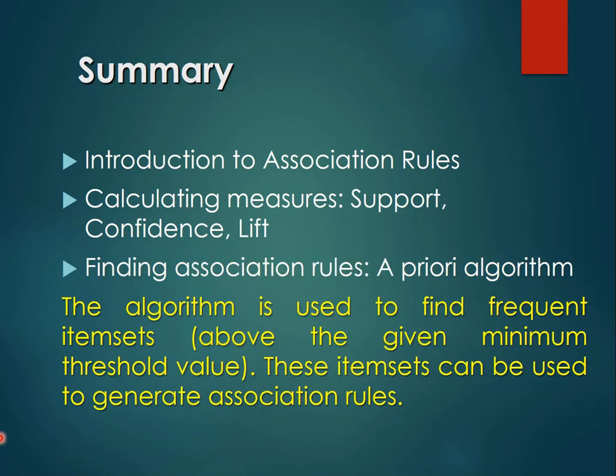And lastly, we found association rules by using the Apriori algorithm. This algorithm is used to find frequent item sets which are above the given minimum threshold value, and these frequent item sets can be used to generate association rules with their corresponding metrics.